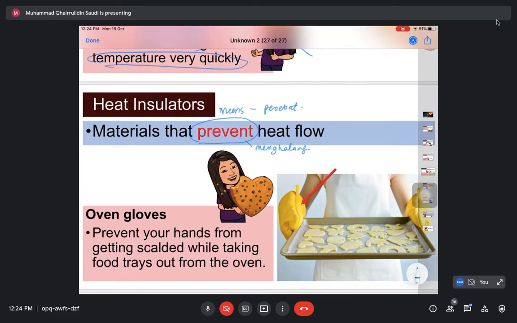Example of heat insulator is oven gloves. Okay, oven gloves. Kenapa? We need something that insulates. We need insulator to prevent heat from transfer daripada hot apa ni benda ni?